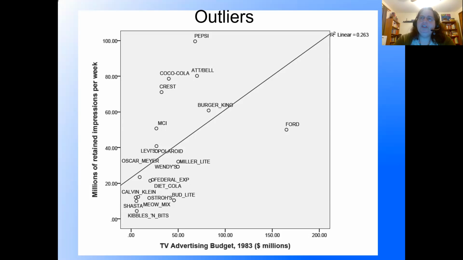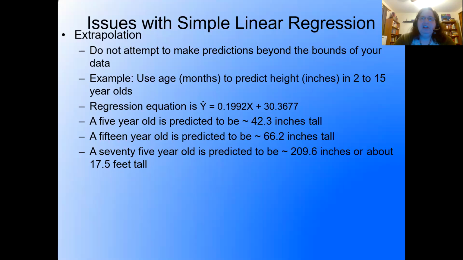And what's the point of this exercise? It's to say that outliers can really influence our regression line too. So outliers can be really problematic. Not always, but sometimes they can be really problematic and really change what's going on. And we have one more issue with simple linear regression that we did not have with correlation.